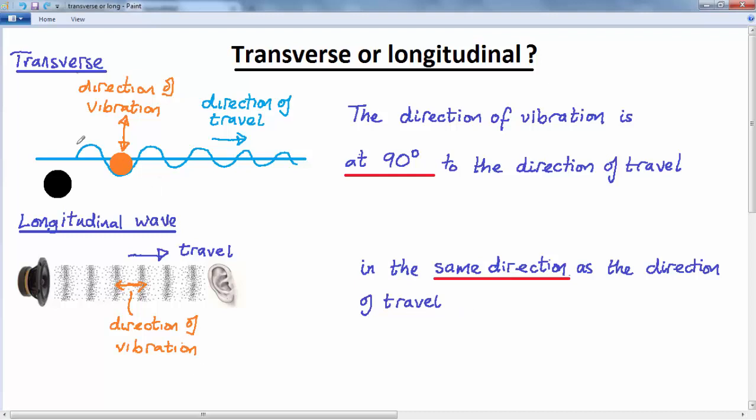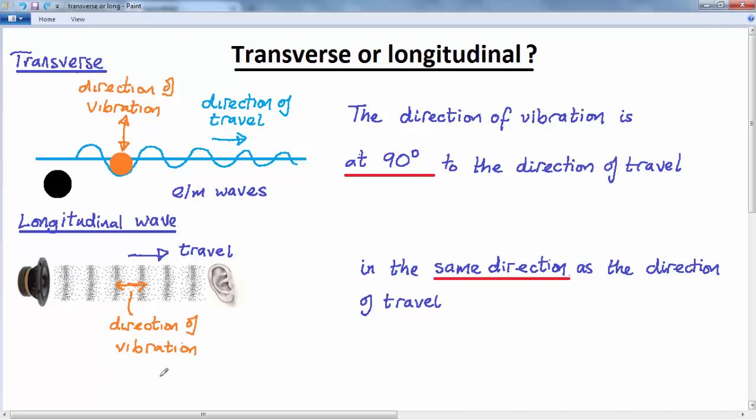So examples of transverse waves are, for example, surface water waves and also electromagnetic waves, just put EM waves, of which visible light is an example. Okay, these are all examples of transverse waves. And examples of longitudinal waves, well, sound is an example.